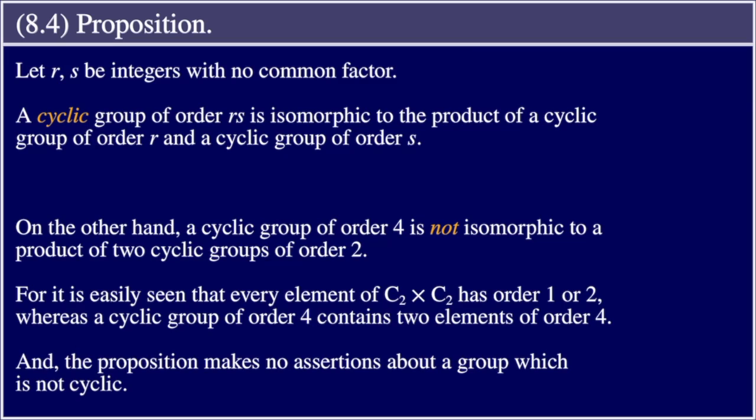A cyclic group of order RS is isomorphic to the product of a cyclic group of order R and a cyclic group of order S. On the other hand, a cyclic group of order 4 is not isomorphic to a product of two cyclic groups of order 2, for it is easily seen that every element of C2 × C2 has order 1 or 2, whereas a cyclic group of order 4 contains two elements of order 4, and the proposition makes no assertions about a group which is not cyclic.